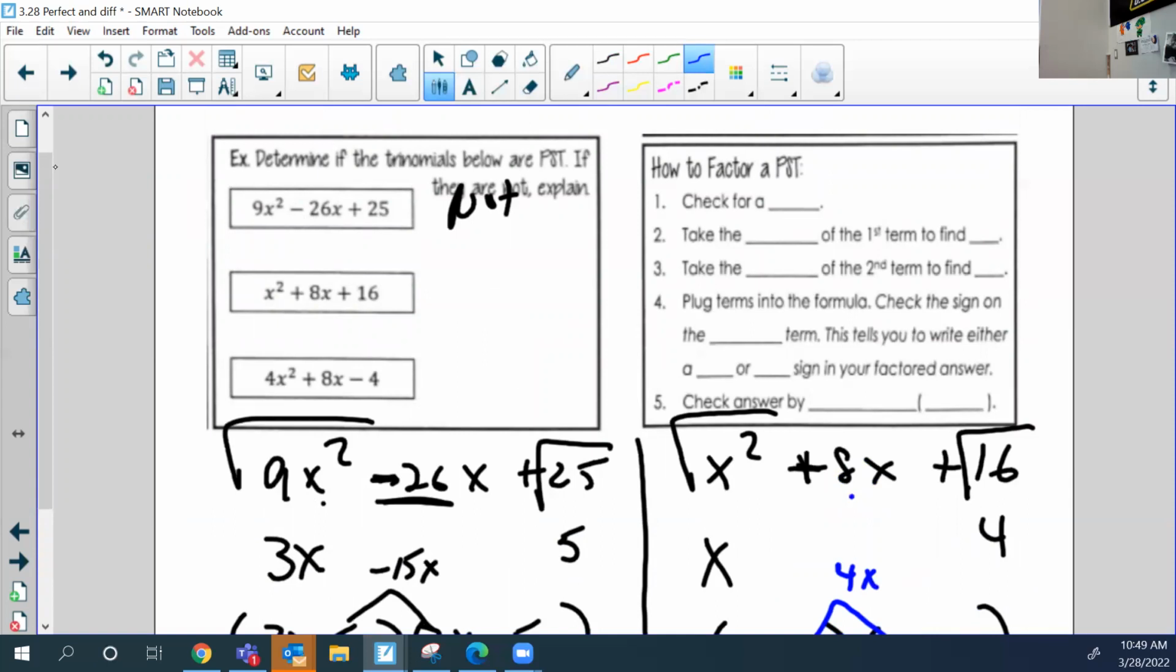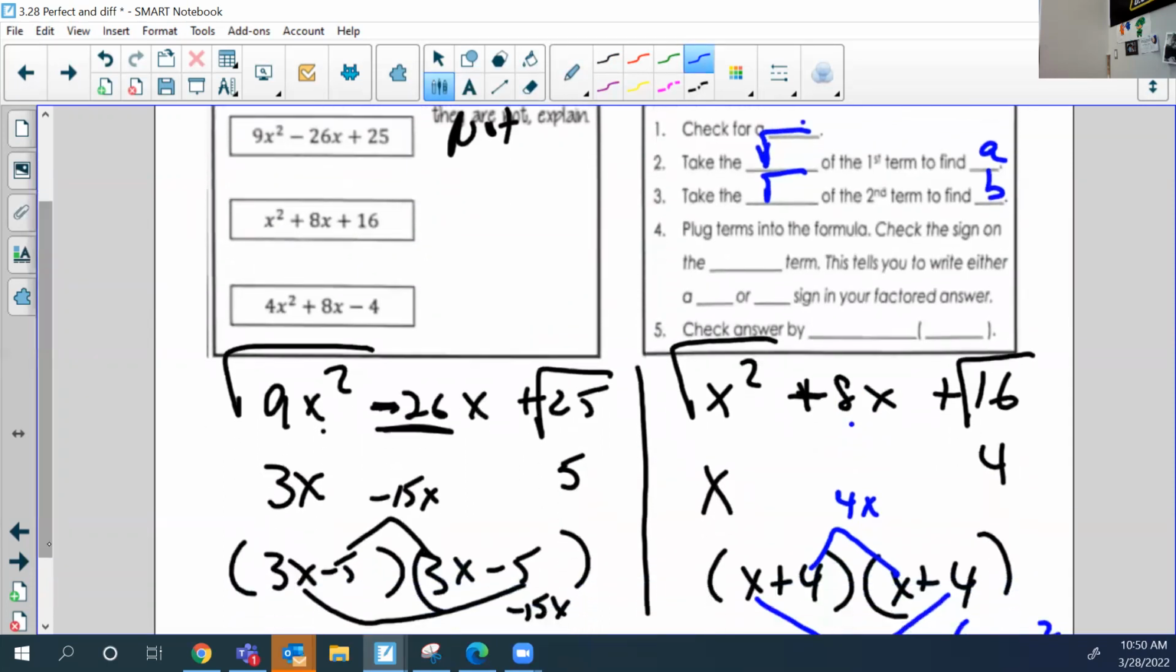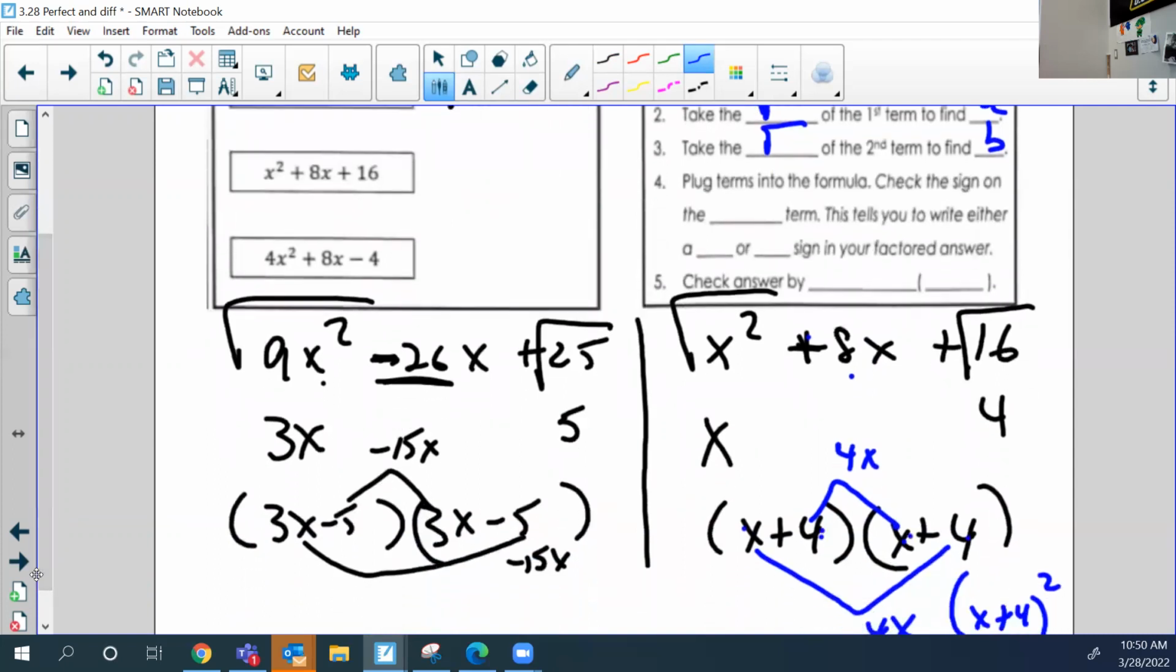So here, you check to make sure the first and last term are perfect squares. Then you take the square root of the first term to find the a, and take the square root of the last term to find b. And that's what we did. Then we plug it in. This is my a, that's my b, that's my a, that's my b. If it's a plus sign, I put the plus sign right there. And then my check is, I just multiply 4 times x, the inside term, and x times 4, the outside term.